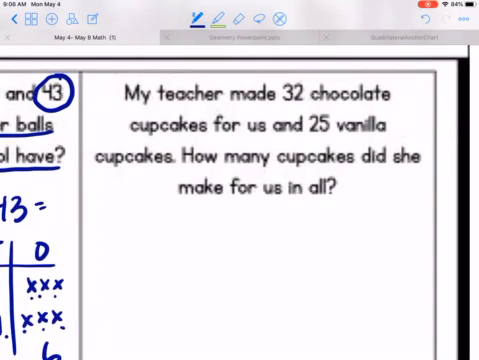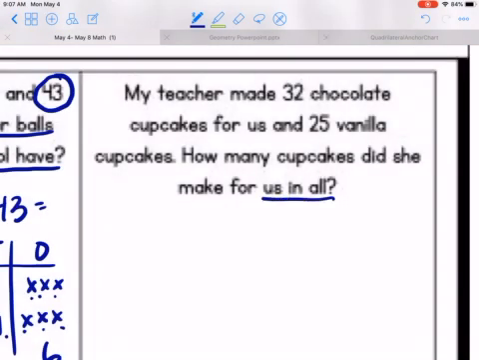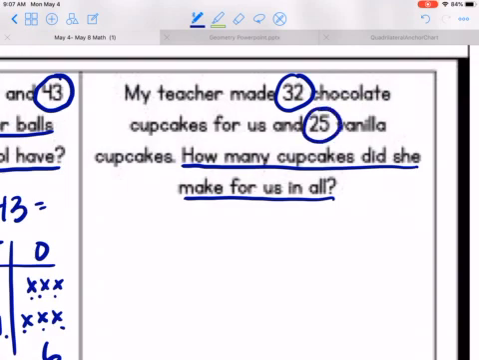Let's move on to the next one. My teacher made 32 chocolate cupcakes for us and 25 vanilla cupcakes. How many cupcakes did she make for us in all? I'm going to read it again. My teacher made 32 chocolate cupcakes for us and 25 vanilla cupcakes. How many cupcakes did she make for us in all? Again, I'm going to find that sentence with the question mark. I'm going to underline it. There's a question mark. Now I need to figure out how many chocolate cupcakes and vanilla cupcakes. So she made 32 chocolate, 25 vanilla.